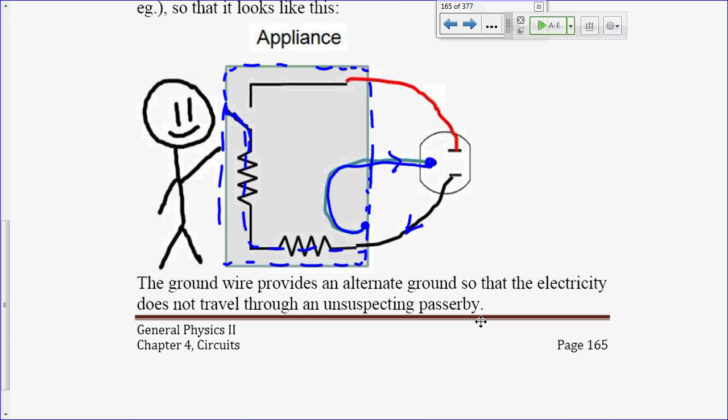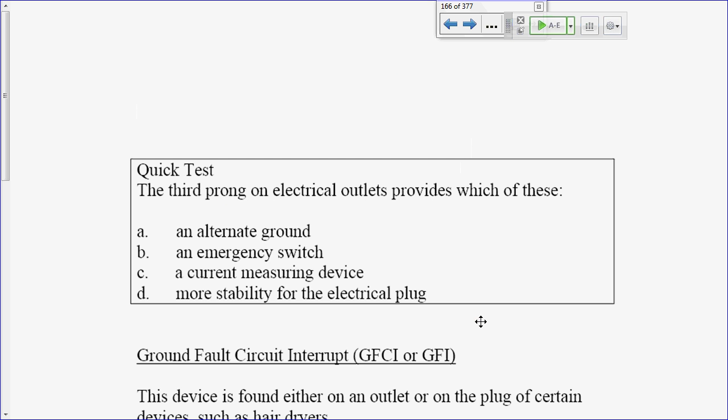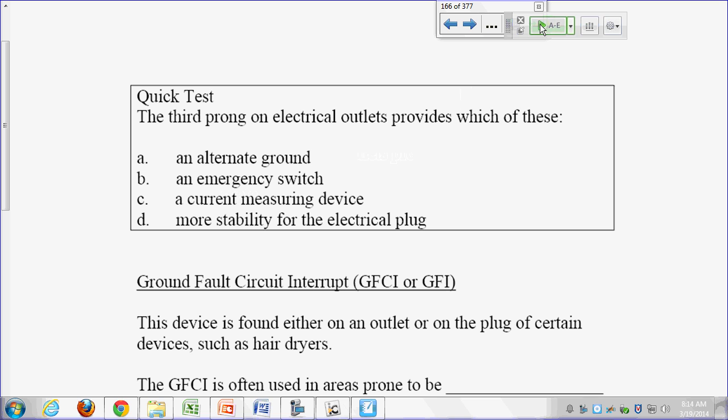Okay. But anyway, there's a wire that connects to that grounding, that third prong. So this third prong provides an alternate path to ground, which protects you from faulty devices. And it connects directly to that grounding rod outside your home. All right, one more thing, and that's the GFI.